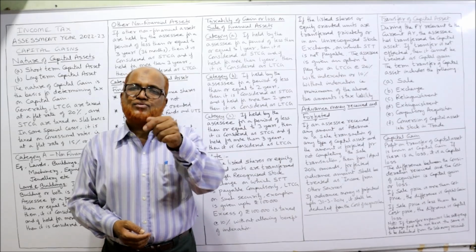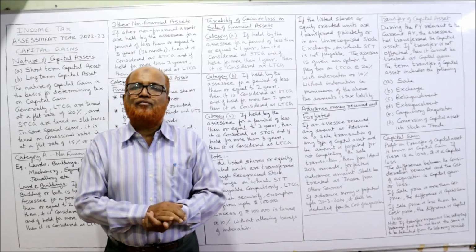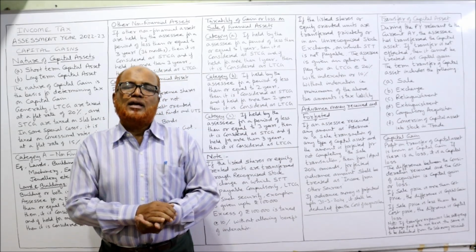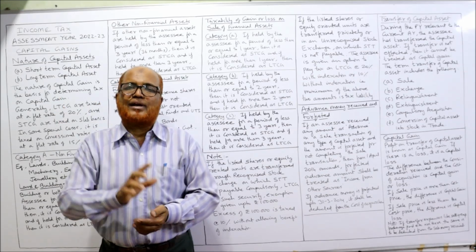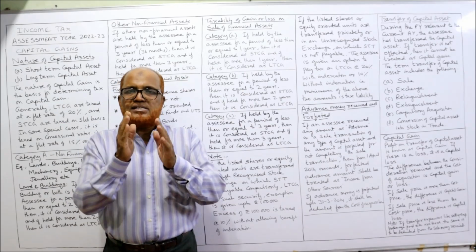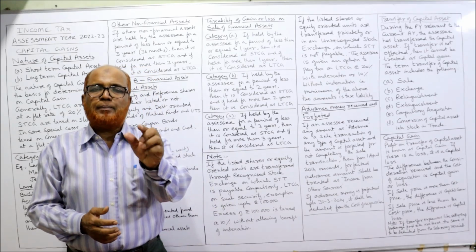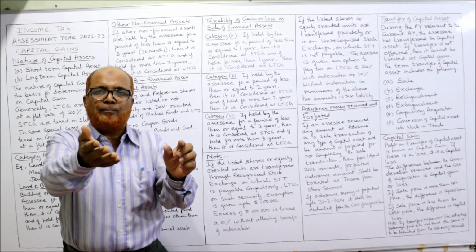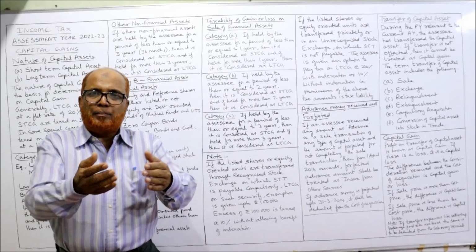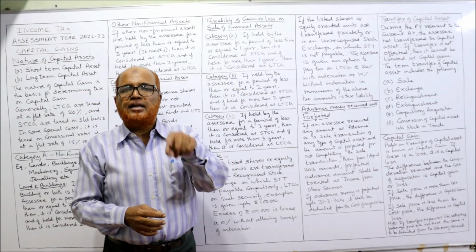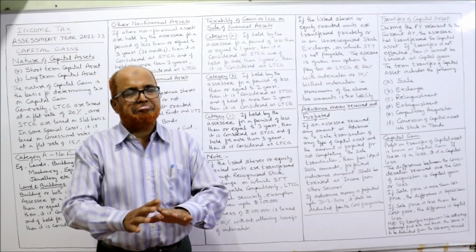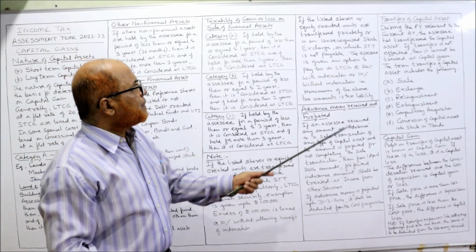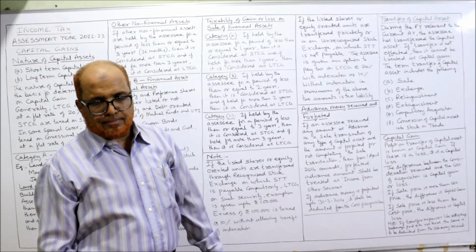If the advance money is forfeited before 1/4/2014, it should be deducted from the cost of acquisition. The deciding date is 1st April 2014. After 1/4/2014, income from other sources. Before 1/4/2014, deduct the amount from the cost of acquisition. That's it. Next comes transfer of capital asset.